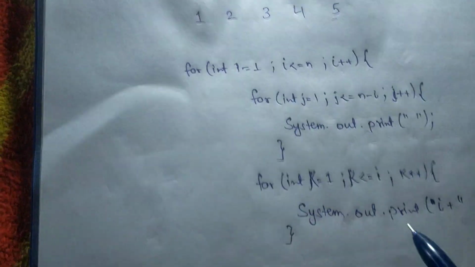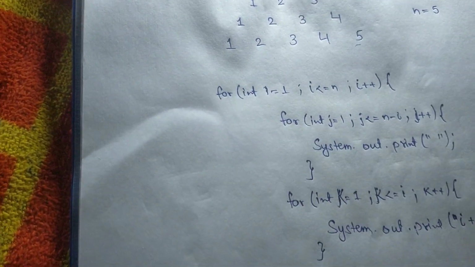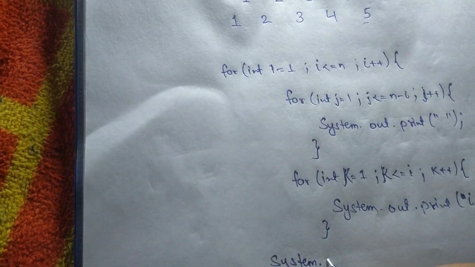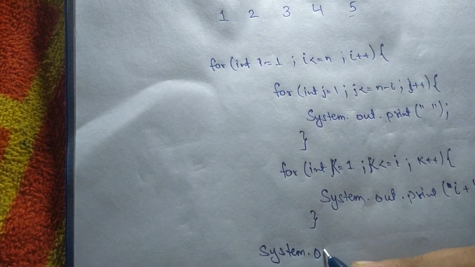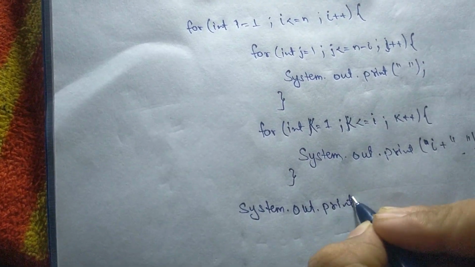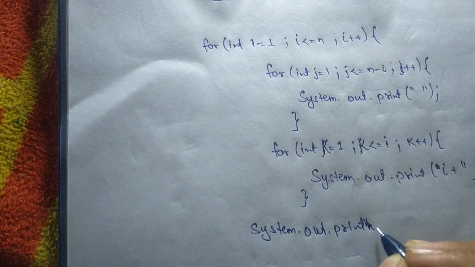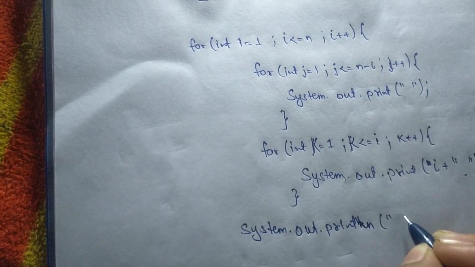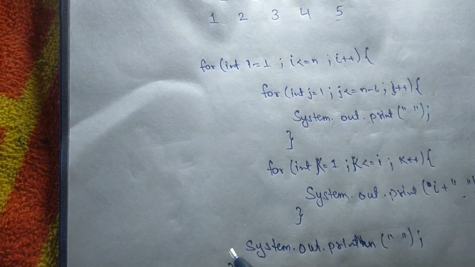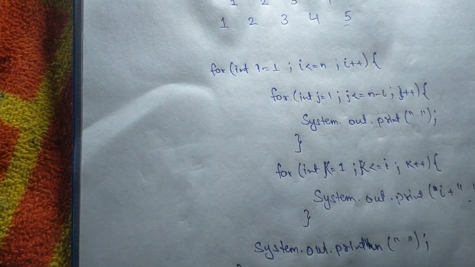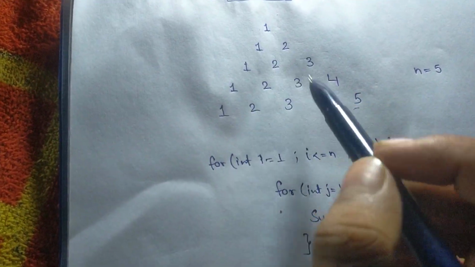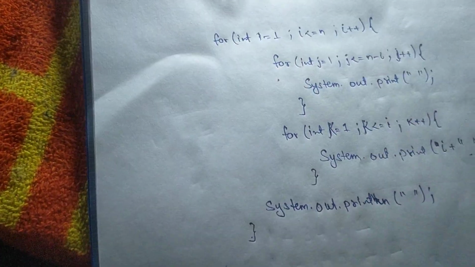These numbers we print through this condition. After that, System.out.println, so it is for a line break. After that we close this loop. So we have prepared our loop for this pattern. So here we end our loop.